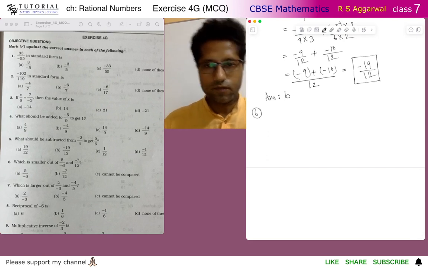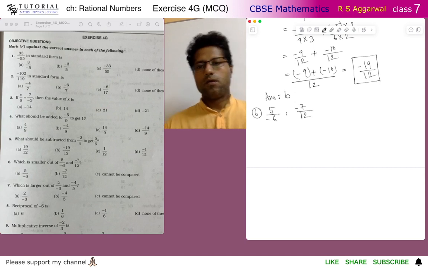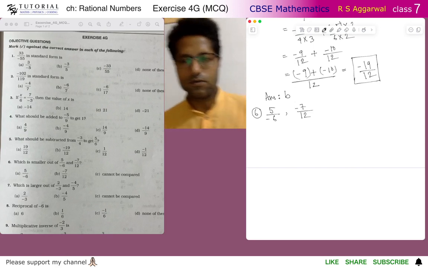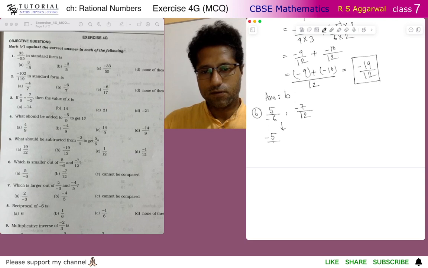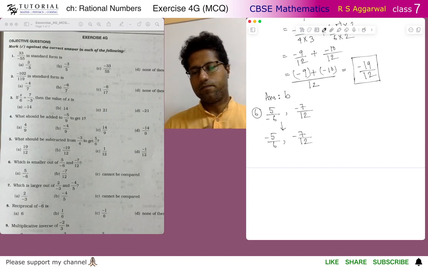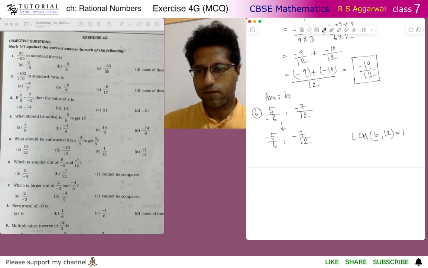Let's do question number 6. Which is smaller out of 5 by minus 6 and minus 7 by 12? So we have to compare these two rational numbers. The first one has a negative denominator. So first we convert the first one to have a positive denominator. So this becomes minus 5 by 6 and minus 7 by 12. Now we have to convert these two rational numbers to the equivalent form so that they both have a common denominator, which will be the LCM of 6 and 12. LCM of 6 and 12 is 12.